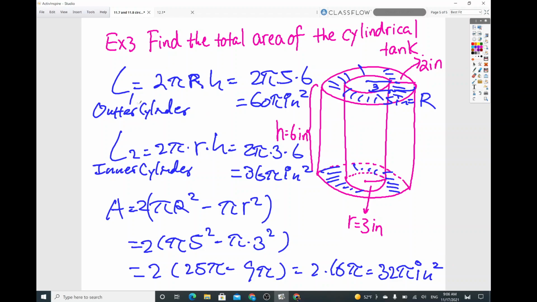So once we get the lateral area of the outer cylinder, the inner cylinder, and also the area of the bases, we just want to combine all those 3 together.